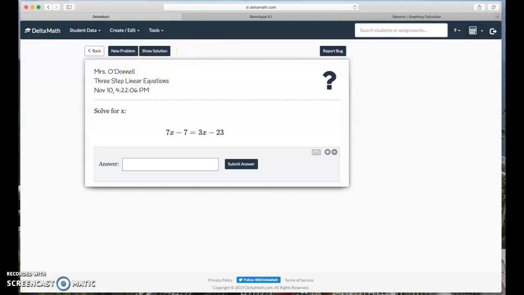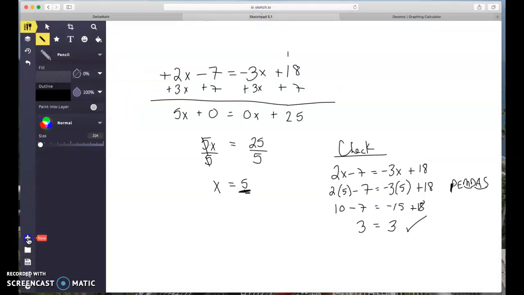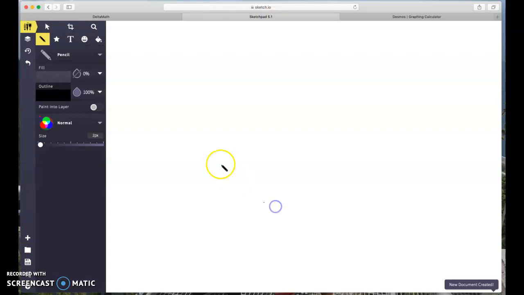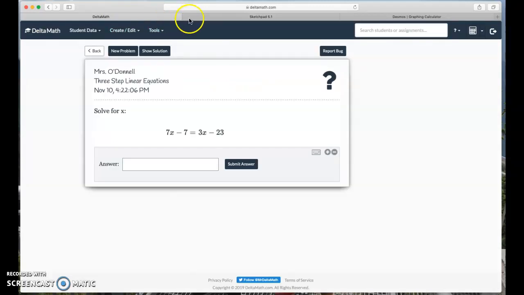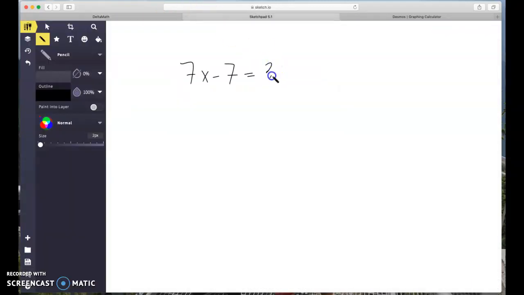So we've got 7x minus 7. Let me get a fresh screen. 7x minus 7 equals 3x minus 23. All right, and same deal. I want to get my x's to one side of my equal sign and get all my numbers to the other side. It doesn't matter which way you move.